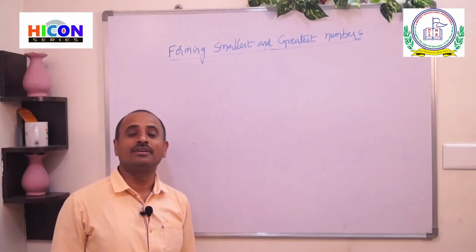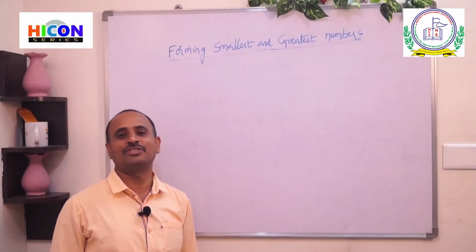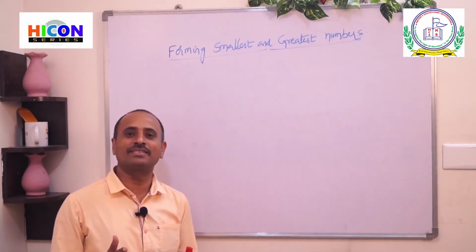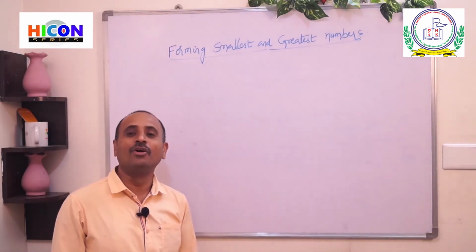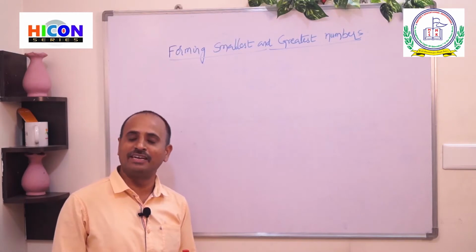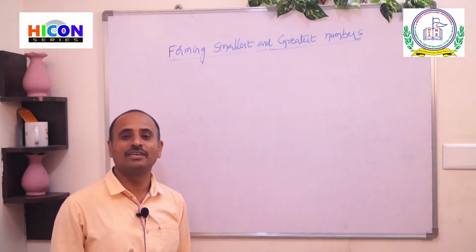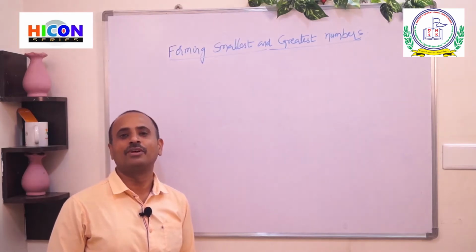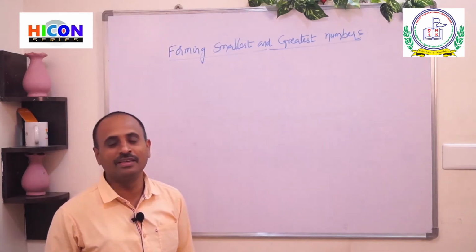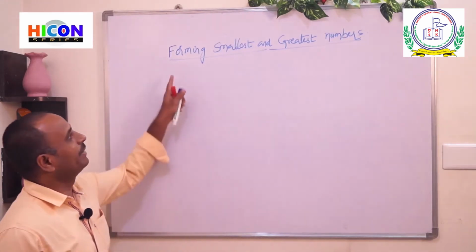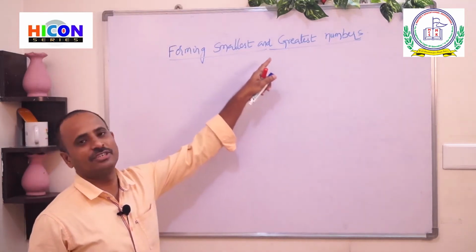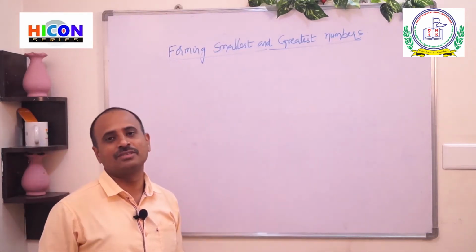Learned about ordering of numbers. That means how to arrange the given numbers in ascending order and how to arrange the given numbers in descending order. And also we have practiced some problems in exercise 1.5. Now the next topic in this chapter is forming smallest and greatest numbers with the given digits.